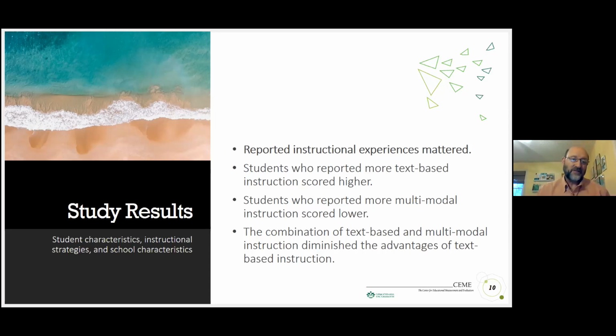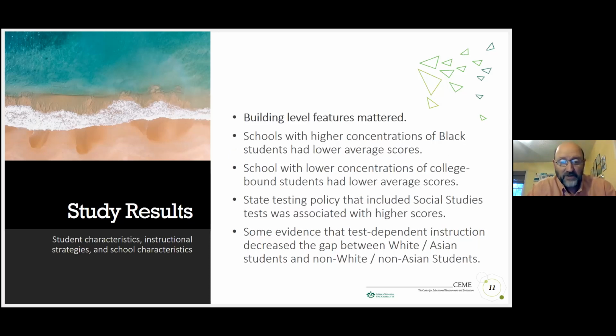The other kind of interesting finding was that the combination of text-based and multimodal instruction diminished the advantages of text-based instruction. It's a little bit complex, like an interaction term in the model, but students reporting high amounts of both tended to do worse than students who just reported a high amount of text-based instruction. So, interesting.